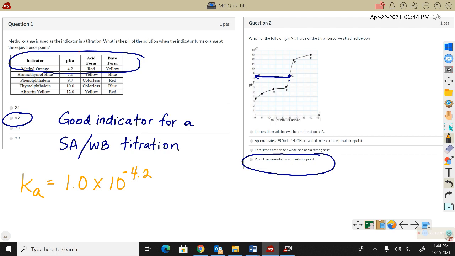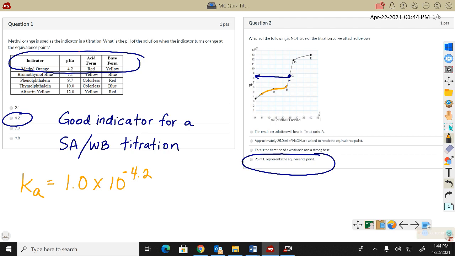Question 2, which of the following is not true of the titration curve? So the two most important points on a titration curve are probably points A and C. So the first statement says the resulting solution will be a buffer at point A. And that is true. Anywhere in this region where the pH is changing only slightly, even though I'm adding strong base, means that the solution produced is a buffer.